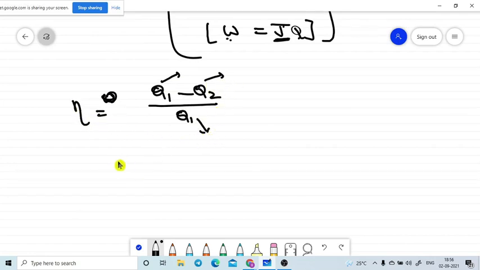But we have the W1 values and the W3 values. We have only the W1 and W3 values. From this W1 we need to get Q1, and from this W3 we need to get the Q2 values. Are you getting or not? Hello?